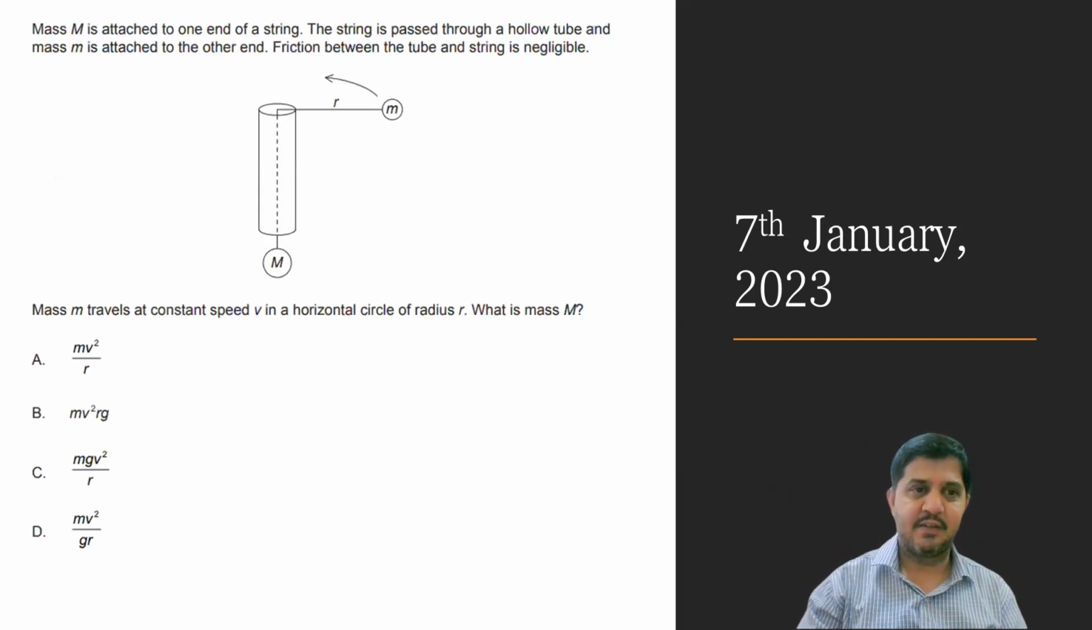Next one. Mass m is attached to one end of a string. The string is passed through a hollow tube, and mass M is attached to the other end. The friction between the tube and the string is negligible. Mass m travels at a constant speed v in a horizontal circle of radius r. What is the mass M?